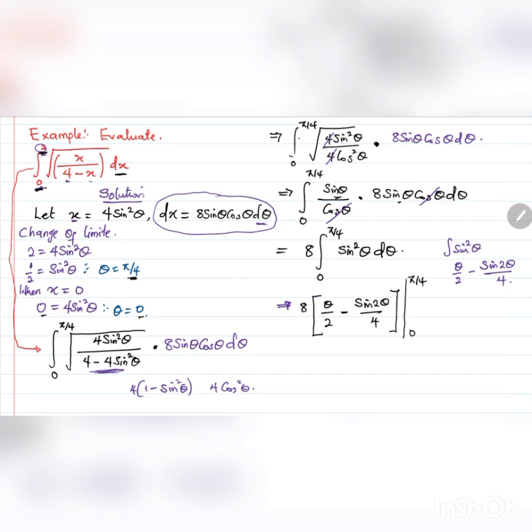Okay, now let's apply our boundary first. Before applying my boundary, let me try to open the bracket. If I open the bracket, I have 4 into bracket theta minus sine 2 theta over 2. Yeah, that's correct. Then I have from 0 to pi over 4.